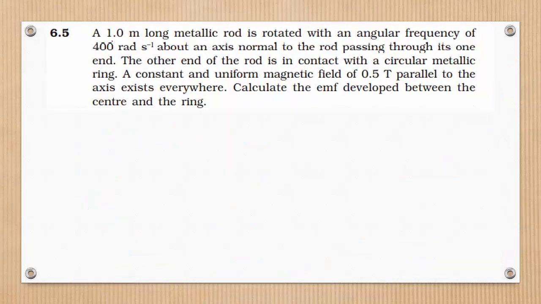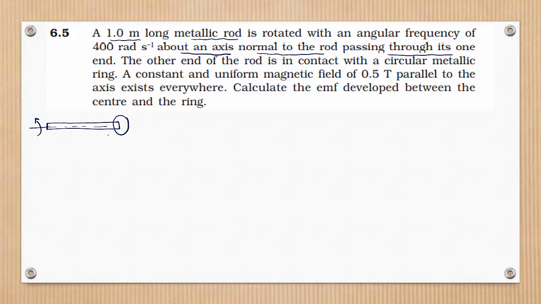Yes, 6.5. Let us consider a 1 meter long metallic rod rotating with an angular frequency of 400 radian per second about an axis normal to the rod passing through its one end. We can consider an axis normal to the one end of the rod, right? So now it is rotating. The other end of the rod is in contact with the circular metallic ring.